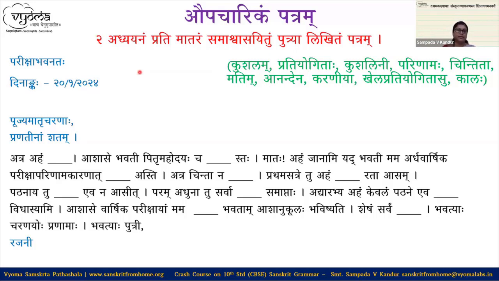Okay. Adhyanam prati mataram samashvasayitum putrya likhitam patram. This is not aupacharikam patram. This is anaupacharikam patram, because it is an informal letter. So the daughter is writing to the mother. This is not aupacharikam, anaupacharikam patram. Okay. Now let's understand what are the words given in the Manjusha. Kushalam, pratiyogitaha, kushalini, parinamaha, chintita, matim, anandena, karaniya, khela pratiyogitasu, kalaha.